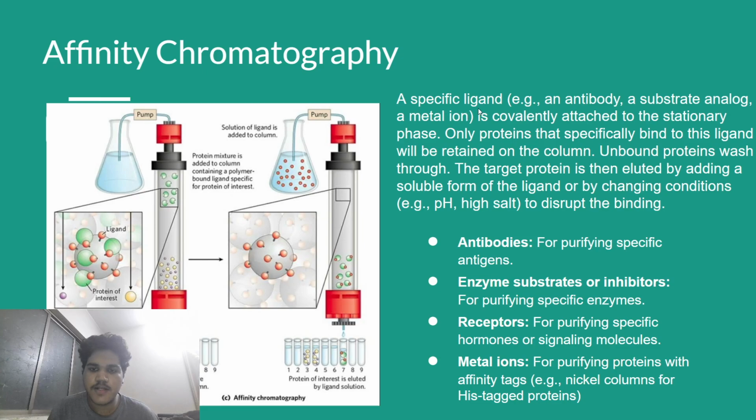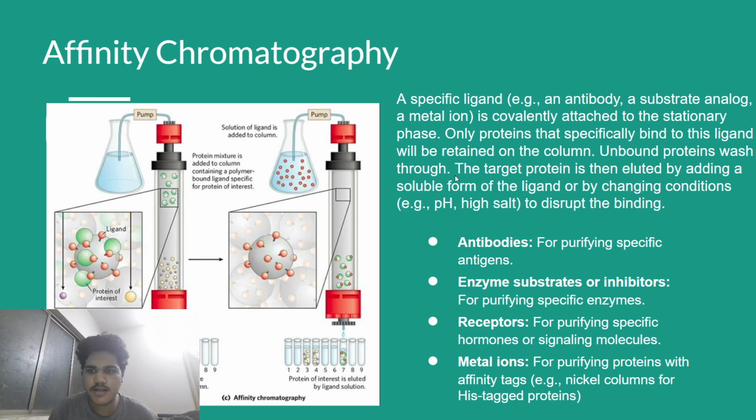In affinity chromatography, a specific ligand, for example an antibody, a substrate analog, or a metal ion, is covalently attached to the stationary phase. The stationary phase is towards the end of the tube. Once proteins are specifically bound to this ligand, they will be retained on the column. Unbound proteins are washed away.